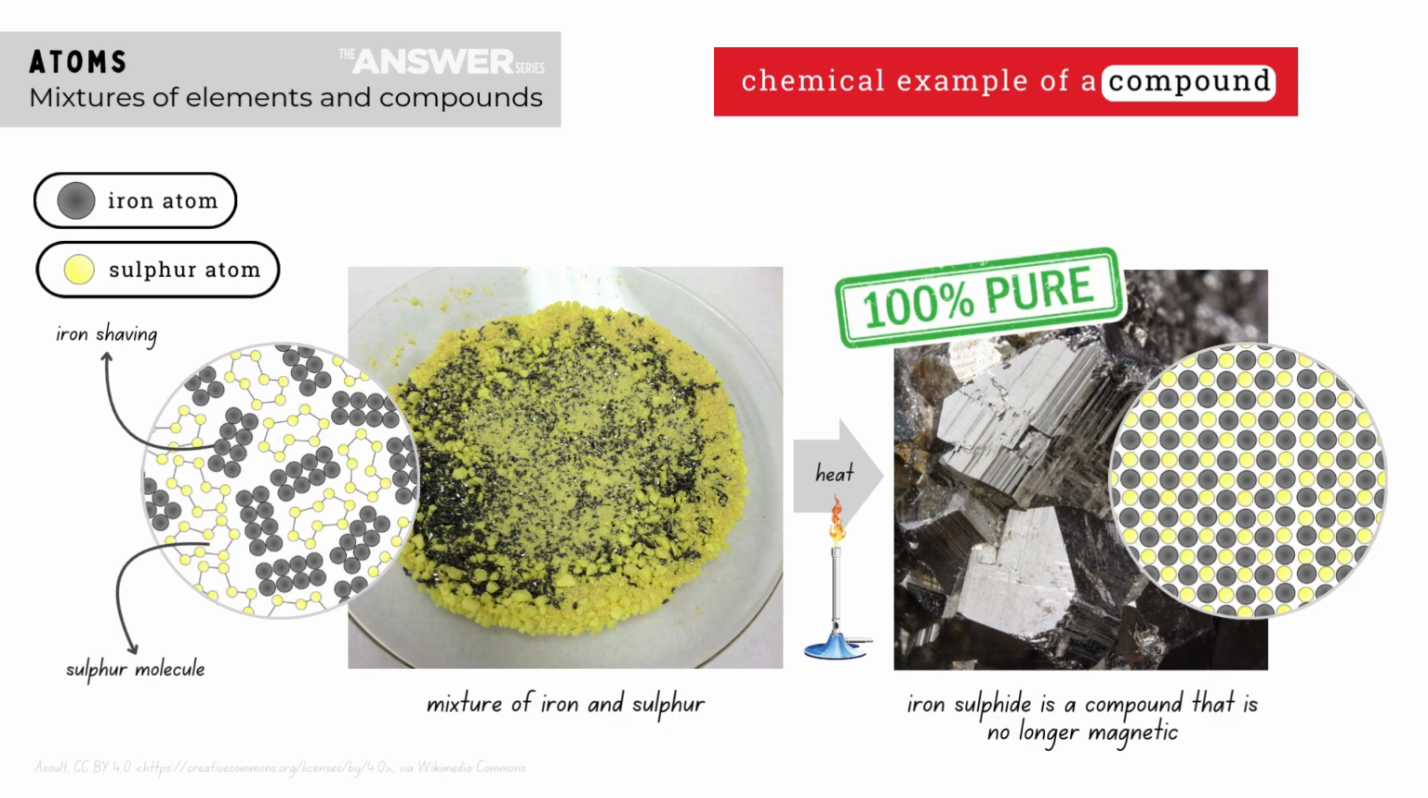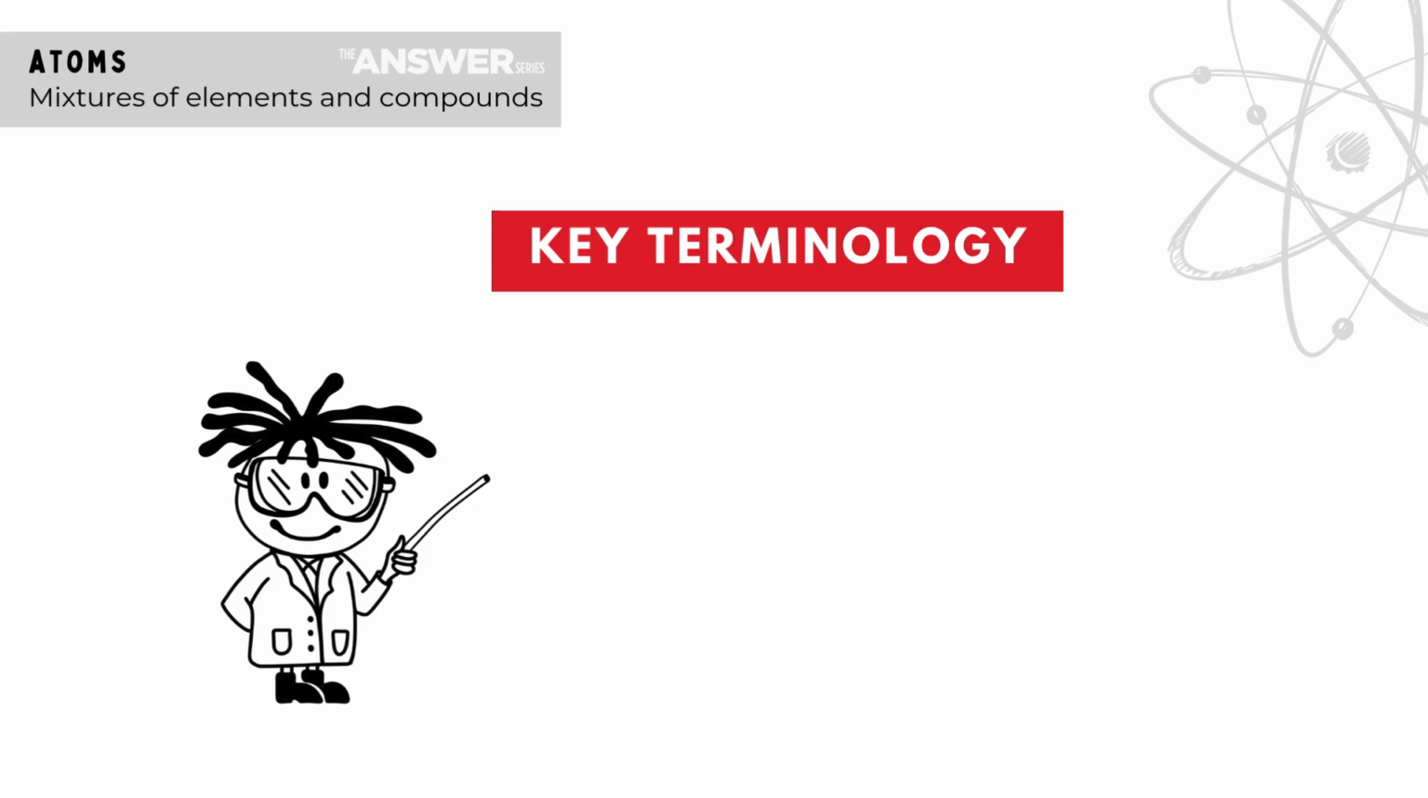Iron sulfide is now a pure substance, a compound, because the iron and sulfur atoms have chemically bonded together in a fixed ratio. One iron atom for every one sulfur atom, so the ratio is 1 to 1. Key terminology for this video includes mixture.